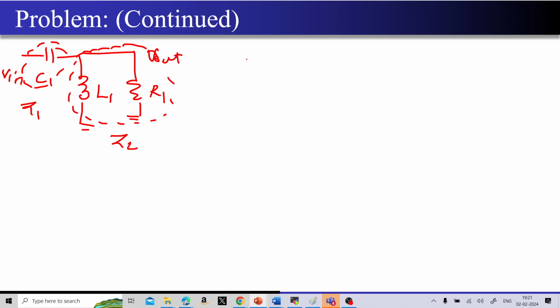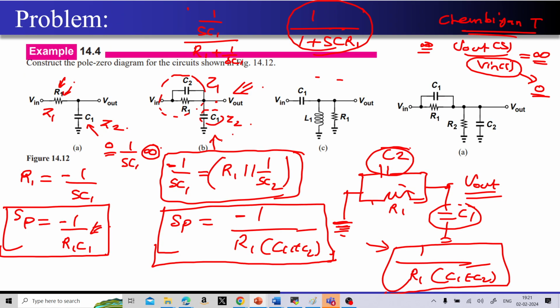By the way, just give me a second. Yeah, for the previous case we just found out the value of the pole. Now let's check whether there is any zero present or not, correct? So how can we find out the value of the zero? First of all, if this capacitor becomes short circuited to the ground, the output will become zero, but that can only happen at infinite frequency, so that is not a danger to me.